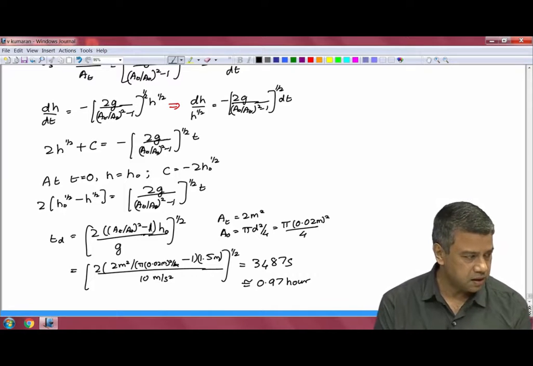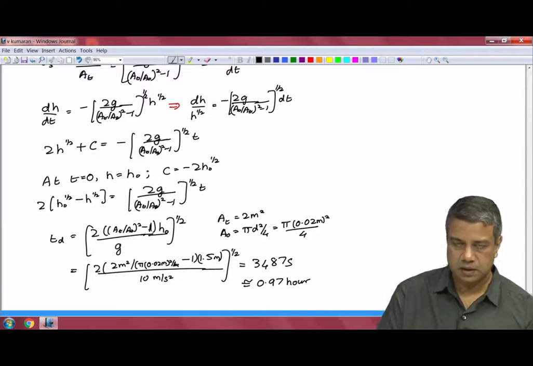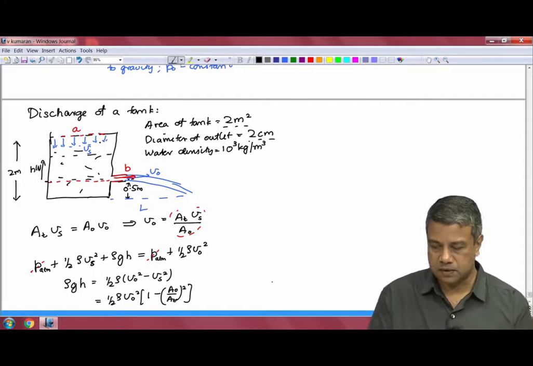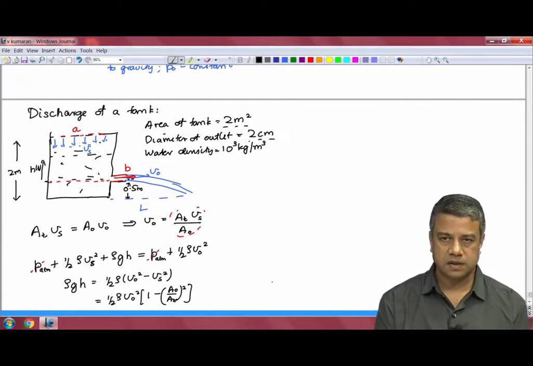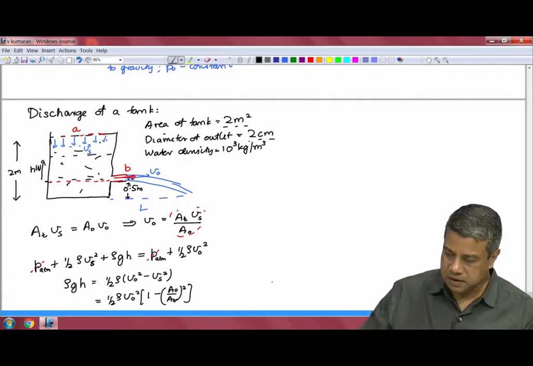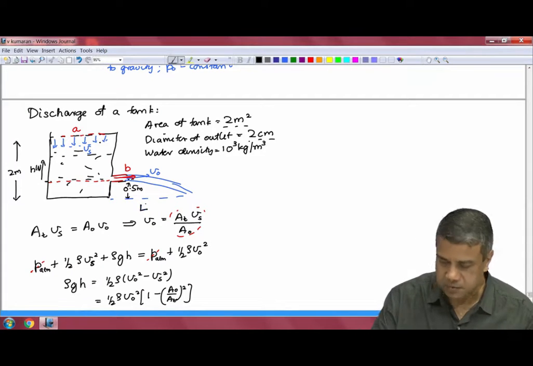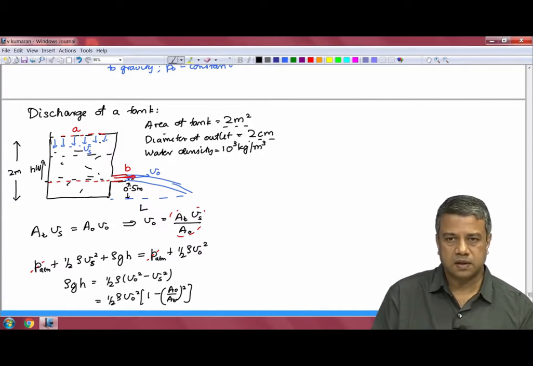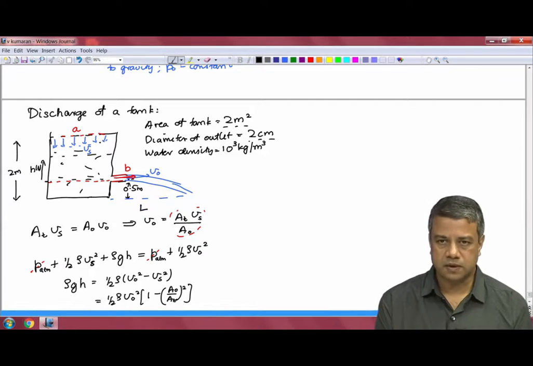In this we have used the Bernoulli equation in order to find out the velocity at the outlet. I said that we wanted to find out the maximum length to which the water flows. That we will continue in the next lecture. The discussion of potential flow I will continue in the next lecture. I will see you then.